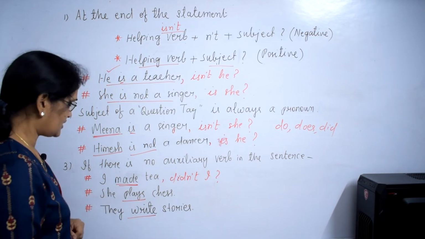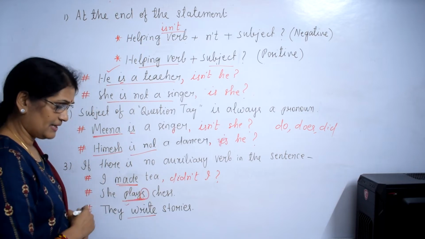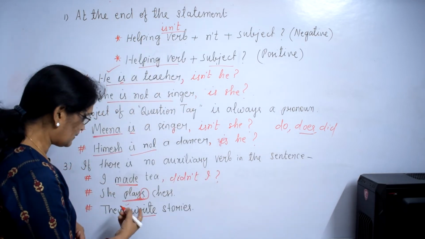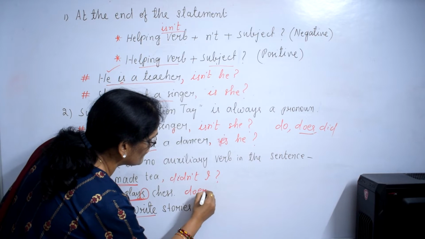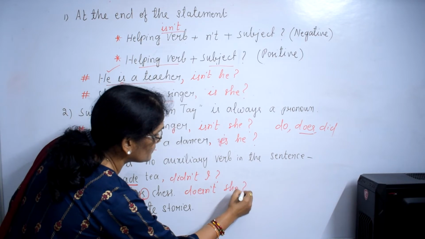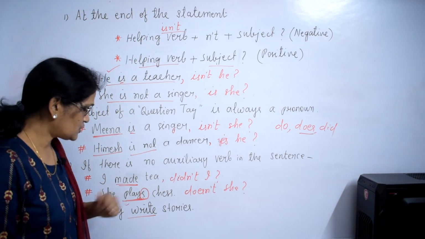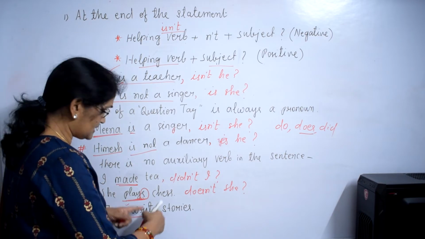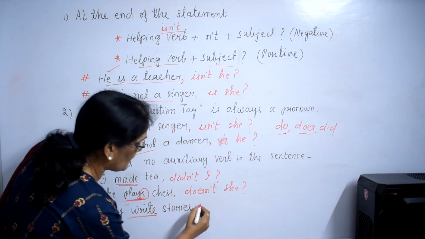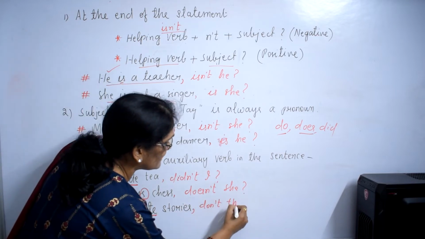She plays chess. Plays is play. Play is the verb. In play, what is added here? S is added here. Where S is there, does is there. Okay, so what will come? Doesn't. Doesn't she? Question tag, question mark. She. What pronoun? Pronoun she is there. They write stories. Write main verb, simple present, so do. Comma, it will be converted into comma. Don't. Don't they? Negative.